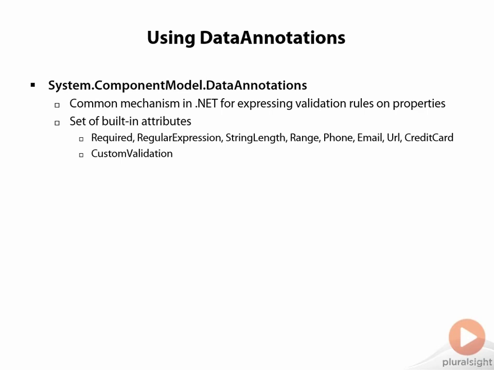There's a set of built-in attributes for common scenarios, including Required, RegularExpression, StringLength, Range, Phone, Email, URL, CreditCard, and then there's a CustomValidation attribute that you can use to point to a method where you put your own custom logic. Basically, you put these attributes on a property and they will be evaluated in validation scenarios.